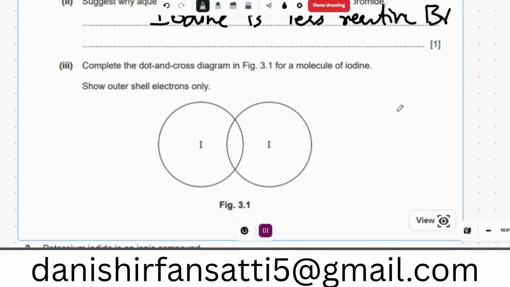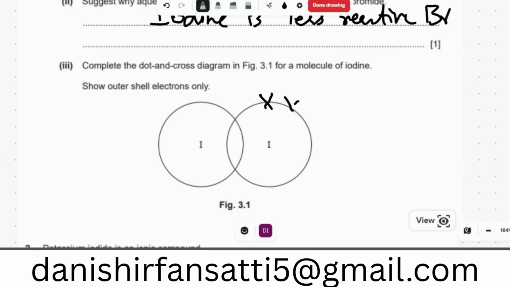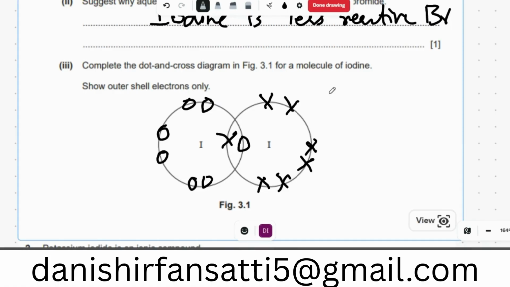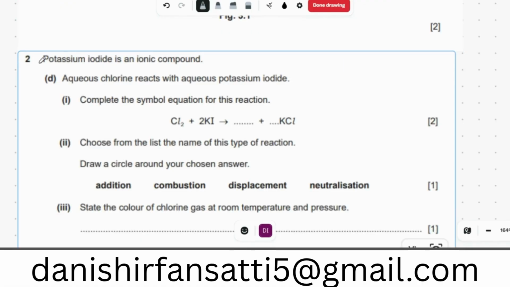That's a simple dot and cross diagram of iodine. Iodine has 7 electrons in its outermost shell, where 6 are not making any bond, but the seventh electron with another iodine will make a bond. So that is the structure of iodine: 3 lone pairs and 1 bond pair, that will make 8 electrons. That is question number 2.